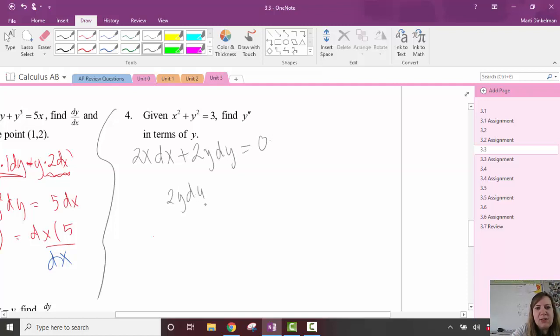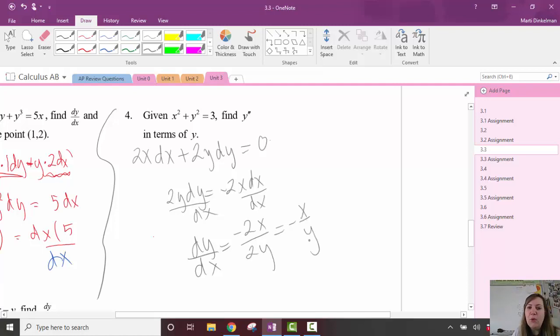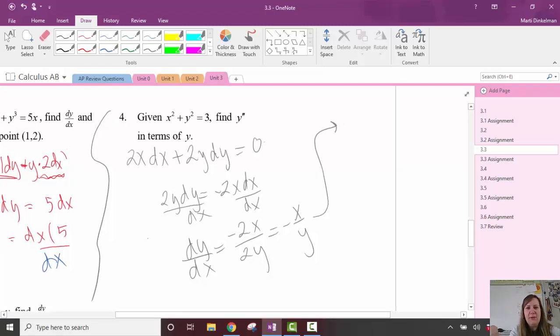So we'll move the dx over and we'll divide by dx. Technically, in my brain, I'm also dividing by the 2y because I'm skipping some steps. You can let me know if you have questions about that. I am going to simplify that to negative x over y, because if I have to use it again, I want it to be a little simpler. So let's go ahead and now try to find the second derivative.